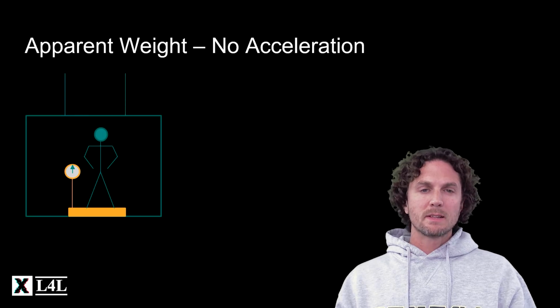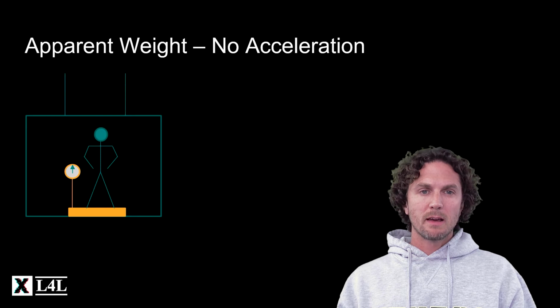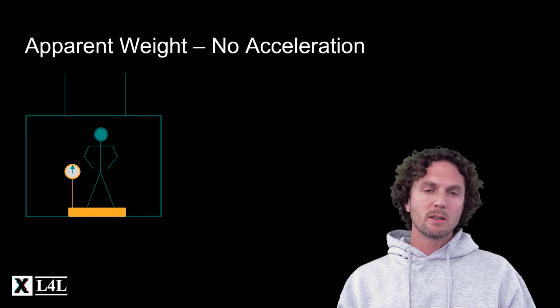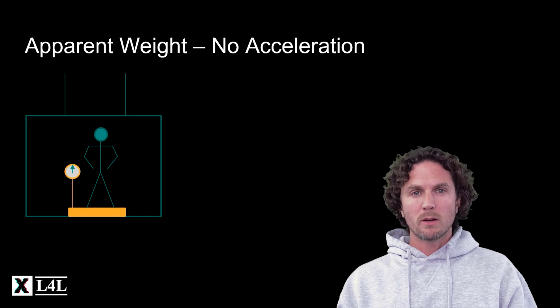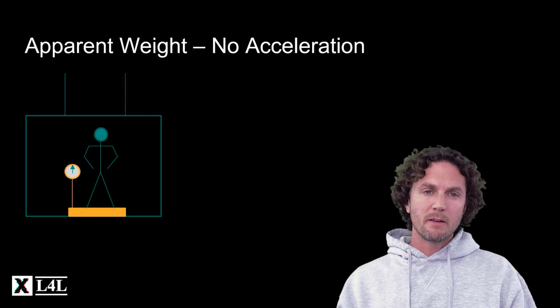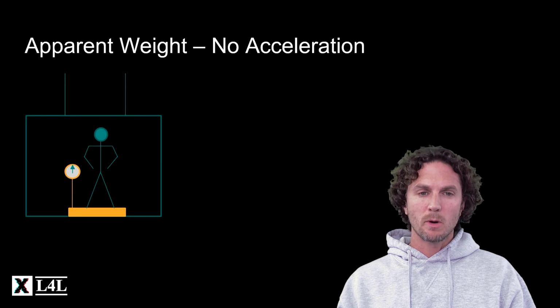So first, let's create a scenario so we can analyze what it looks like with having no acceleration. And this is going to be the same scenario as if you were stepping onto your scale in your bathroom. Let's just take this scale and place it on an elevator, as it'll help us to analyze and understand how apparent weight actually works.